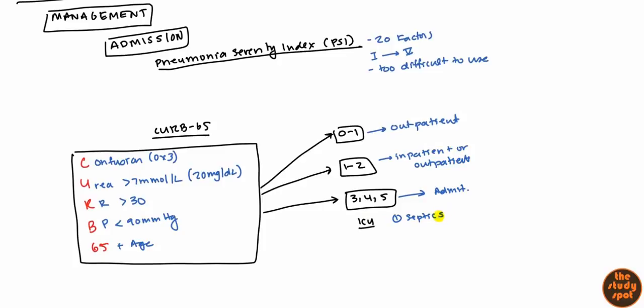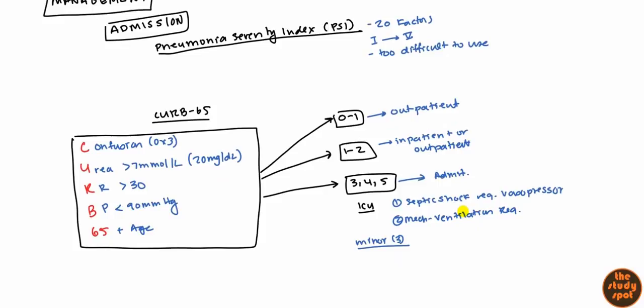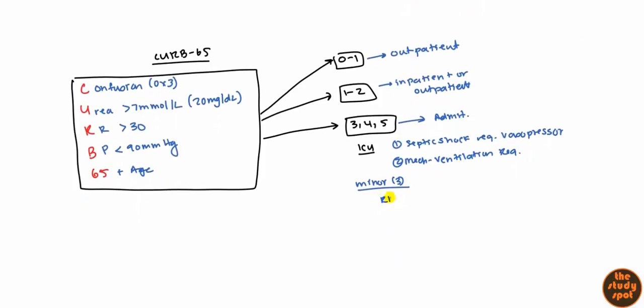If they have septic shock requiring vasopressor or mechanical ventilation requirements, then you just go ahead and admit them to ICU. And if they have three of these minor criteria, you also want to consider admitting them to ICU. So if they have a respiratory rate of greater than 30, or an arterial oxygen pressure over inspired pressure of less than 250, you want to admit them to ICU. If it's multilobar infiltrate, you definitely want to consider ICU.